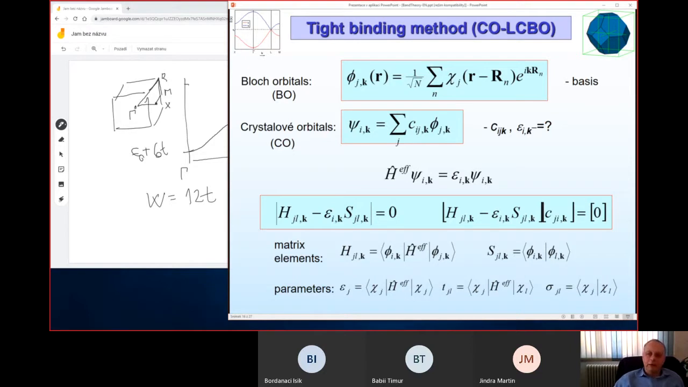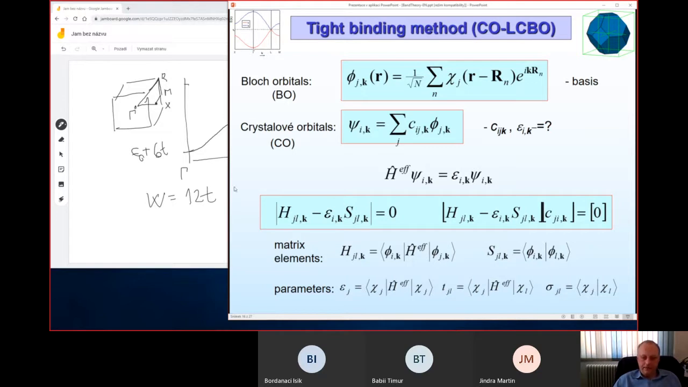In order to find both the eigenvalues and the so-called eigenvectors, which are the set of coefficients in this linear combination for each energy, we need to solve the so-called secular equation, or apply the so-called variation method.